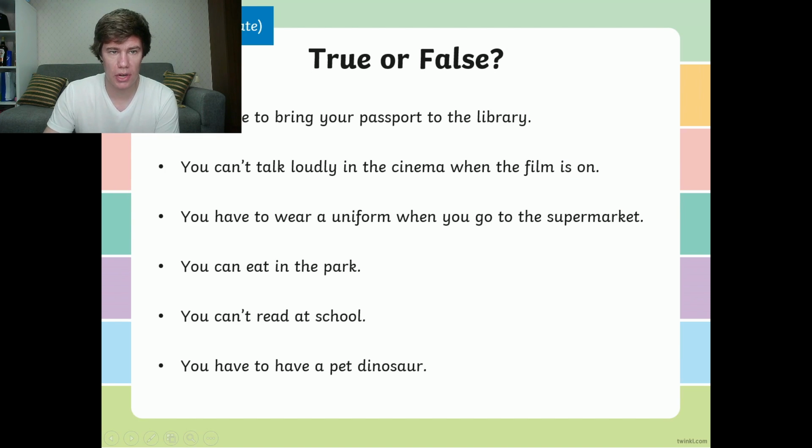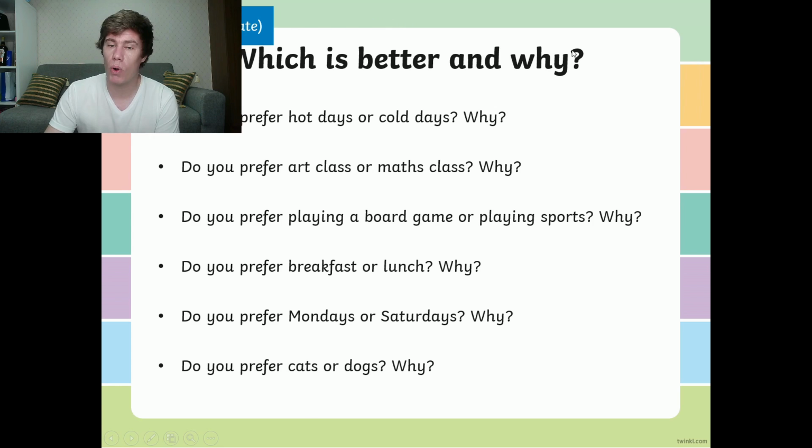True or false? We're still at B1. You have to bring your passport to the library. True or false? You can talk loudly in the cinema when the film is on. Which is better and why? So now they have to give an explanation. Do you prefer hot days or cold days and why? Do you prefer art class or math class and why?